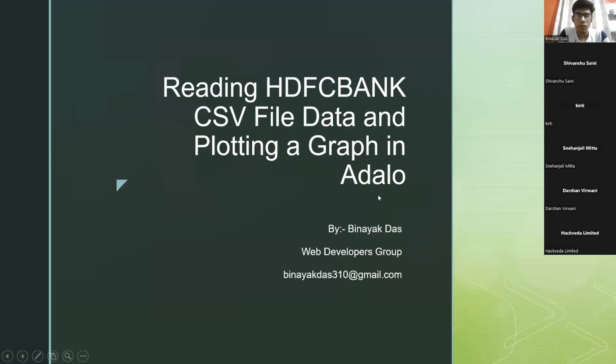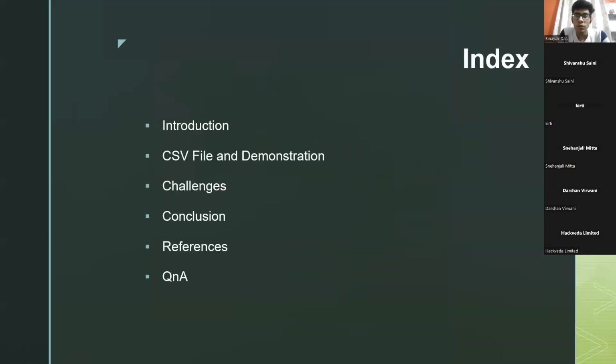So, good evening, everyone. I am Binayak from Web Developers Group, and today's topic for my presentation is reading HDFC Bank CSV file data and plotting a graph in Adalo. Throughout the presentation, I'll be going through the introduction. Then we will see the CSV file and a demonstration of the web page. Then we will see some challenges faced. Then we will see the conclusion and references. Then I will end the presentation with Q&A.